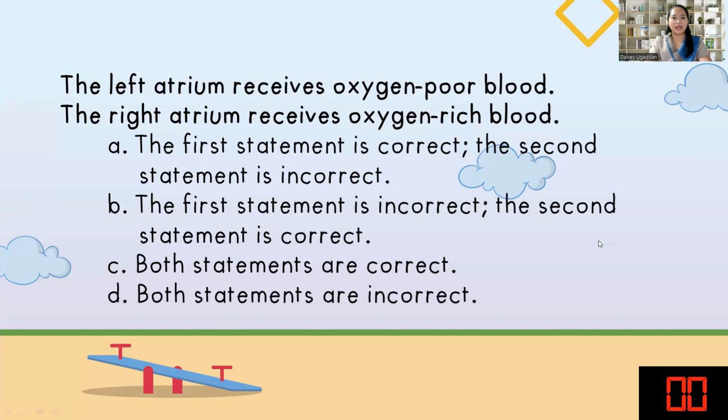Okay, so this is a series of questions where you have to analyze each of the statements separately. So the first one, statement number 1, the left atrium receives oxygen-poor blood. Is that true? Remember, the right side of the heart receives oxygen-poor blood or carbon dioxide-rich blood, and the left side of the heart receives the oxygen-rich blood. So the first statement is incorrect. And the second statement, right atrium oxygen-rich blood, is also incorrect. So both of these statements are incorrect. The correct answer is letter D.